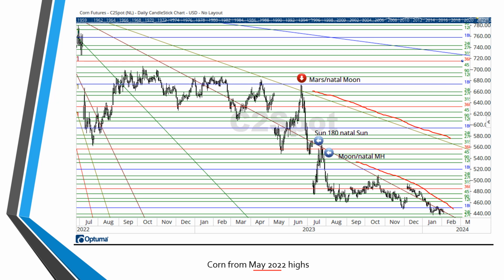Just pay attention to the number of 360-degree increments that have unfolded since that May 2022 high, and I would not be surprised if one of these increments of 360 degrees actually marks the low and a turning point for things like corn. You can see that right down here we're at 270 degrees, so we're getting very close to the next 360 degree increment. And yeah, I would not be surprised to see corn hit that incremental level and then stage a counter trend rally.